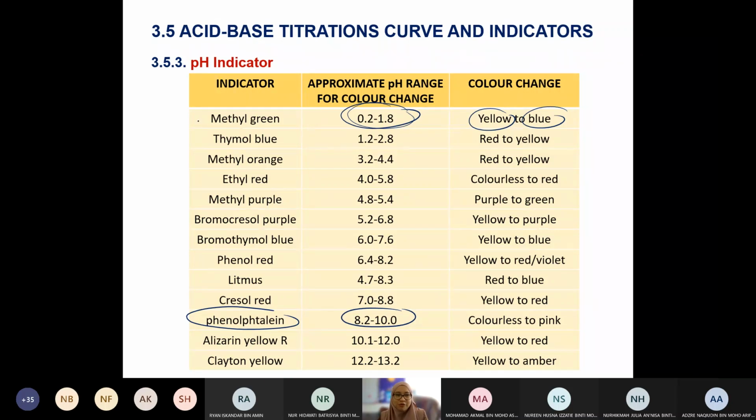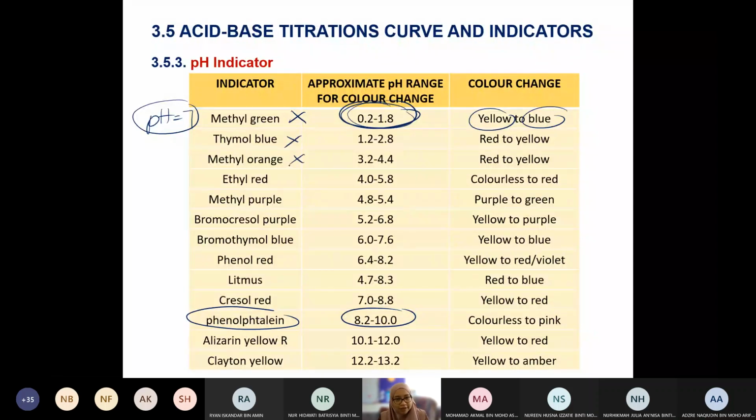Tapi kalau pH 7 for example kan, you nak dekat-dekat dengan 7 tu baru you nak stop reaction, tapi ni dah tukar color. Okay, so ni tak sesuai lah. Ni dah awal-awal dah tukar color. Belum sampai equivalent point, dah tukar color dah. We don't want this. This is not suitable. That means this indicator is not suitable. Same goes to this one, not suitable, not suitable.